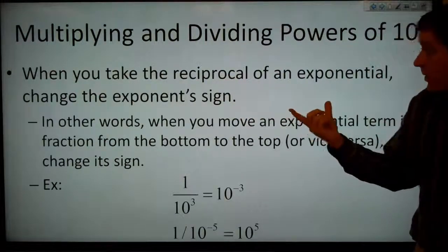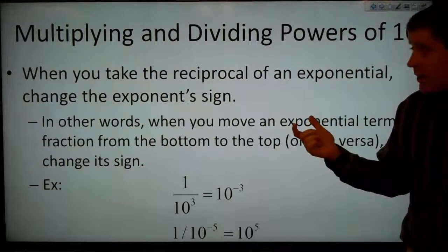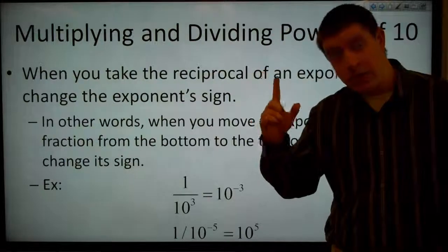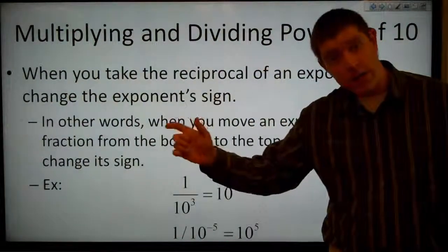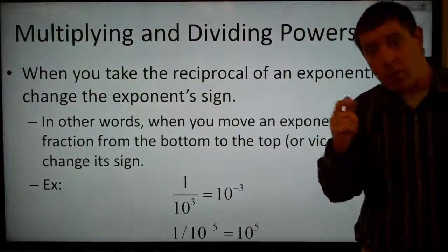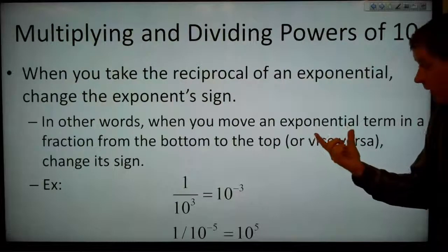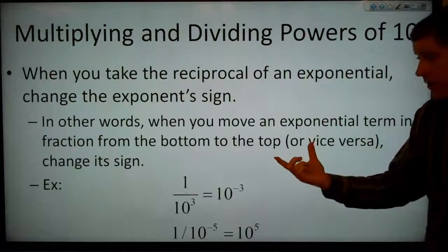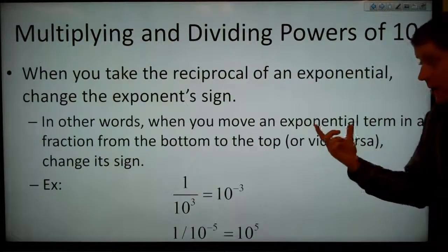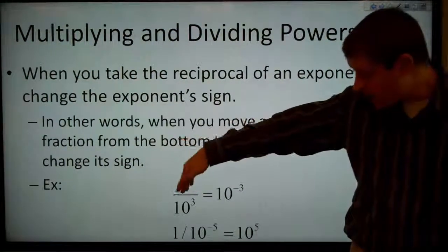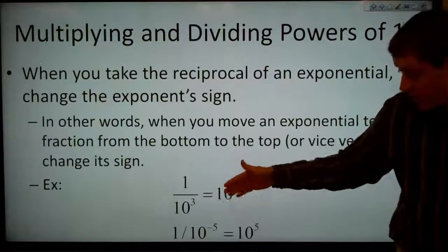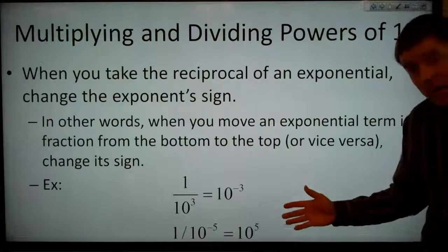When you take the reciprocal of an exponential, you change the exponent's sign. Not the exponential sign, the exponent's sign. You're not changing the number in front of the 10, you're not changing the sign in front of the 10, you're changing the sign in the exponent of the power of 10. In other words, when you move an exponential term in a fraction from the bottom to the top, or vice versa, we change its sign. So 1 divided by 10 to the 3 is equal to 10 to the negative 3. 1 divided by 10 to the negative 5 is equal to 10 to the positive 5.